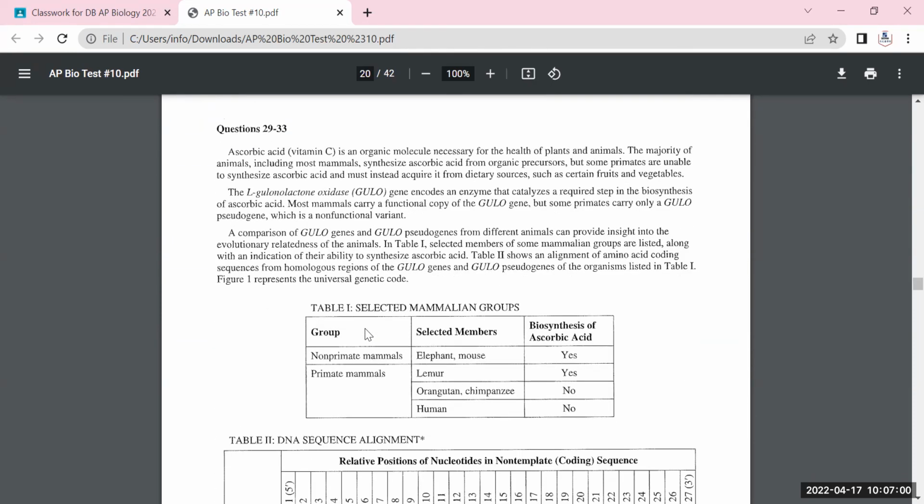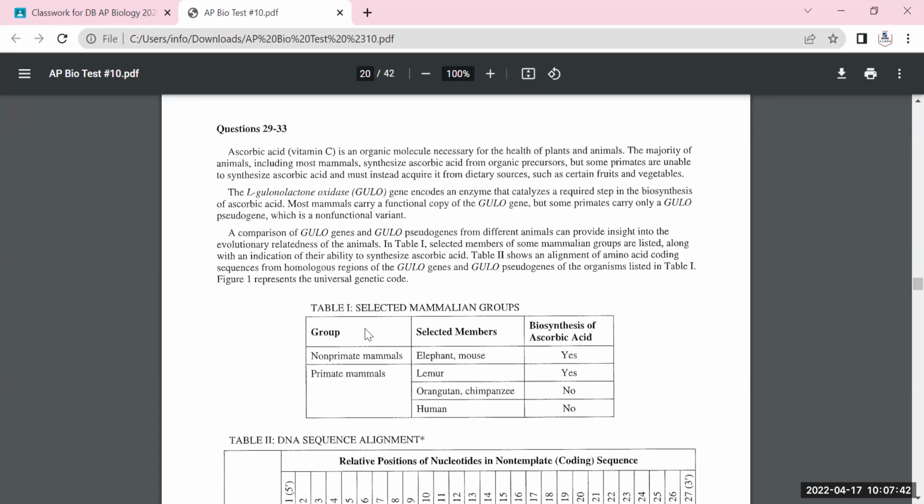Okay, ascorbic acid is an organic molecule necessary for the health of plants and animals. The majority of animals, including most mammals, synthesize ascorbic acid from organic precursors, but some primates are unable to synthesize ascorbic acid and must instead acquire it from dietary sources such as certain fruits and vegetables. The L-gulonolactone oxidase, GULO, gene encodes an enzyme that catalyzes a required step in the biosynthesis of ascorbic acid. Most mammals carry a functional copy of the GULO gene, but some primates carry only a GULO pseudogene, which is a non-functional variant.